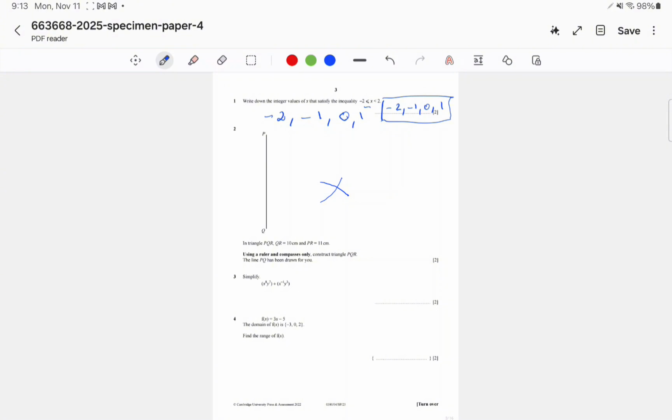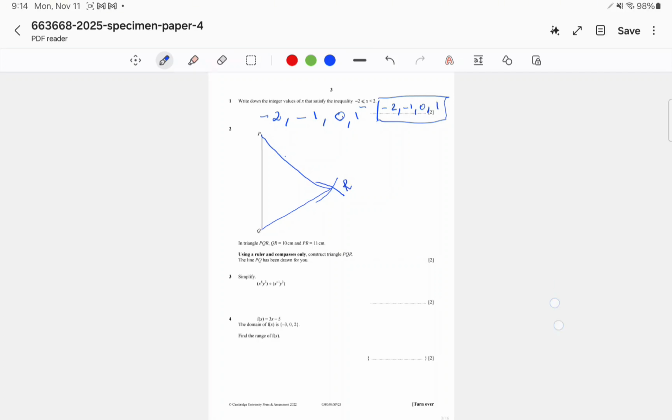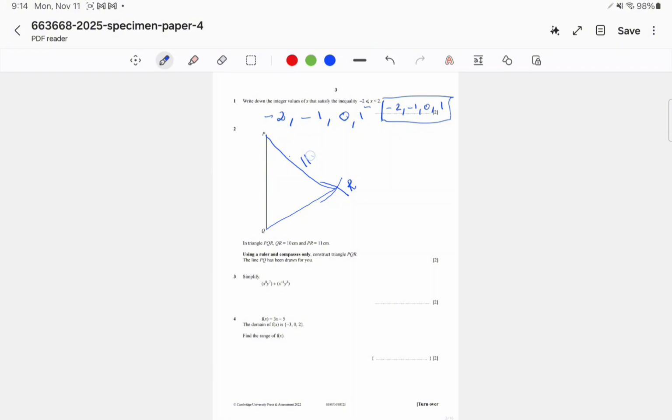They are asking to make a triangle. One minute. I have drawn it a little bit slightly, but this is the way it should be drawn. This is R. So PR is 11 centimeter and QR is 10 centimeters. Okay, can we go to the next question?